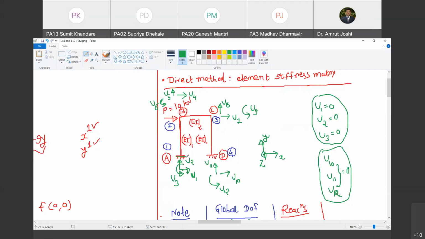Why did you consider degrees of freedom only at node numbers 1, 2, 3, and 4 as unknowns? Why not at every point intermediate to 1 and 2? So, therefore, we are in finite element method where we discretize the continuum. In fact, this frame is a continuous frame ABCD. Actually, at each and every point the displacements are unknown. Do you agree with me?